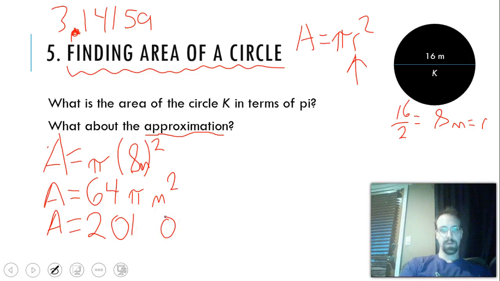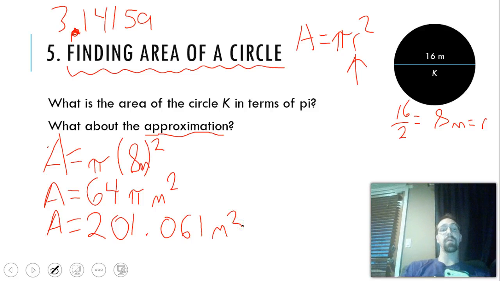201.68173. Okay. So 201.06. And I'm going to stop right there at that 1, because that 1 tells me how I need to round. So that 1 tells me I need to round the 6 down. So my area, my approximation, ooh, that is wrong.